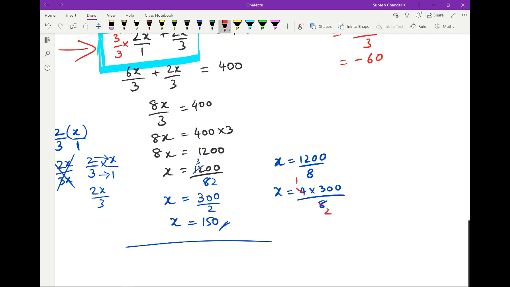Now let me actually show you another method as well. Instead of writing it as 8, write it as 4 times 2. Then both the 4's cancel out, and what you're left with is just 300 divided by 2, which is a lot easier to do, which is 150.